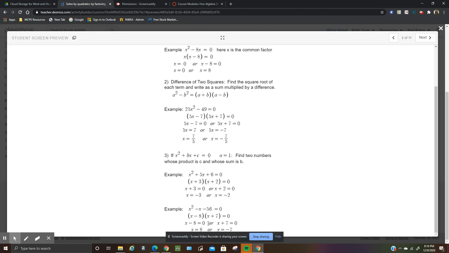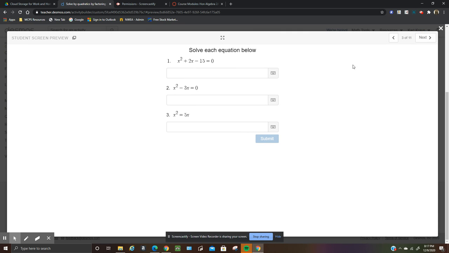And equate each factor to 0, and I solve. I get x equal 8 or x equal negative 7. And then for each of these, you want to solve them.